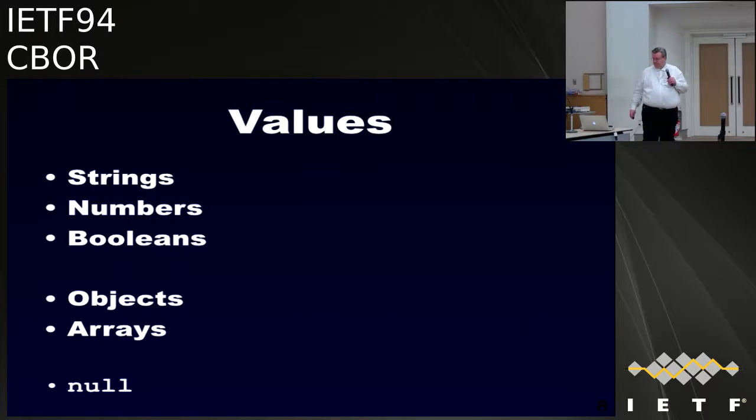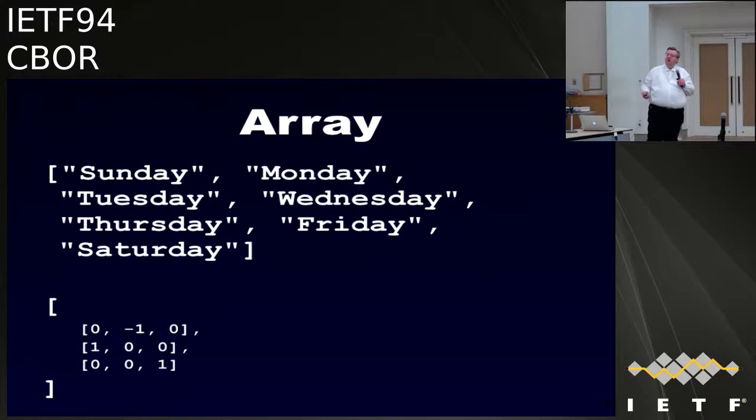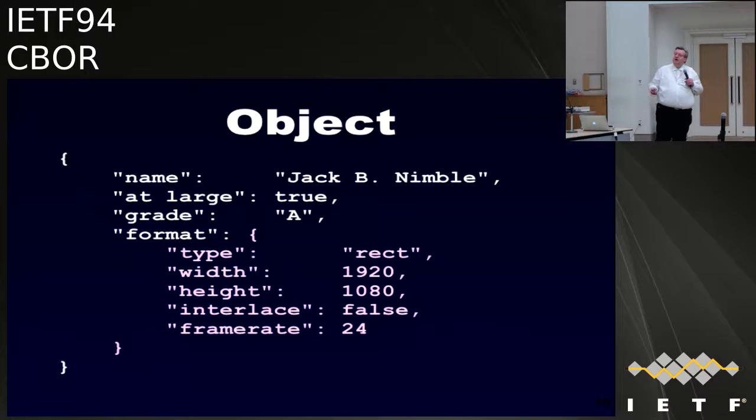data items. So an array in JSON might look like this. Of course, you can have nested arrays, and so on. And a table or called object in JSON might look like this. Who's familiar with JSON in this room?